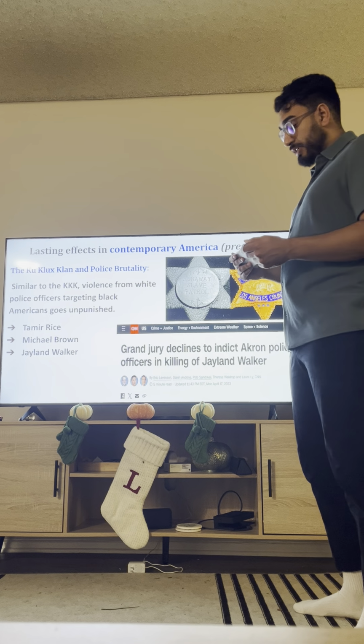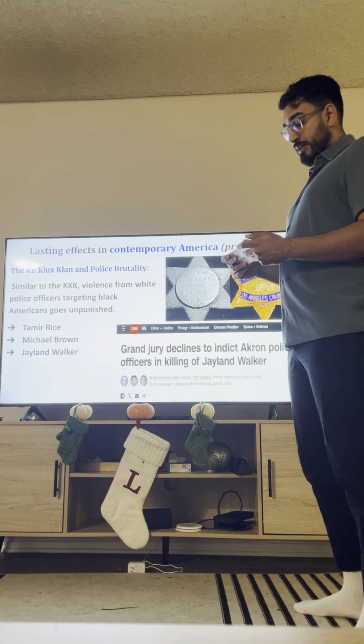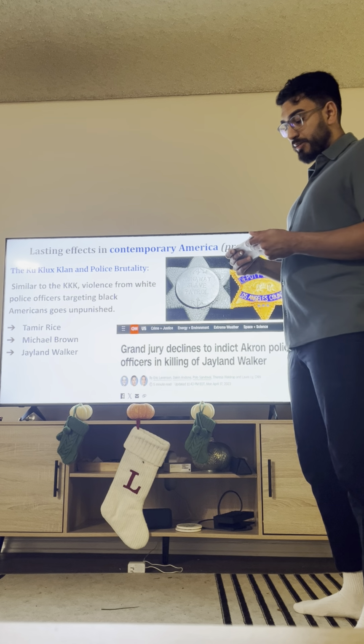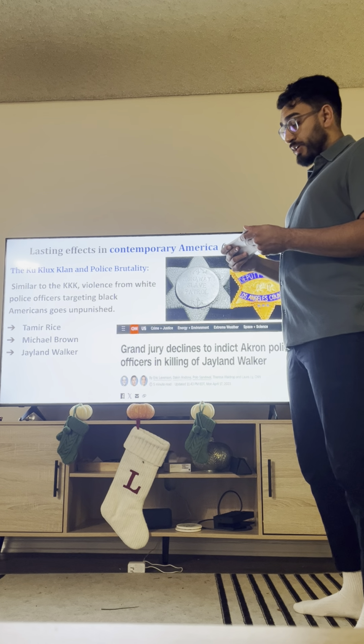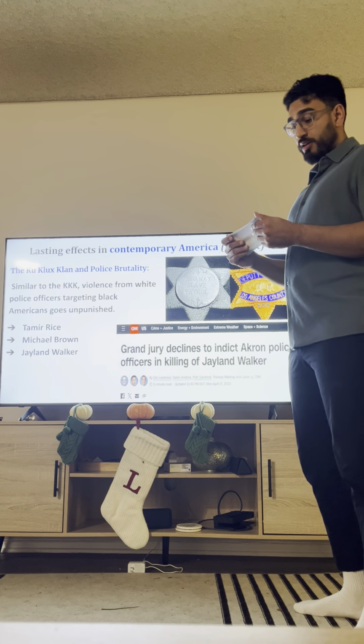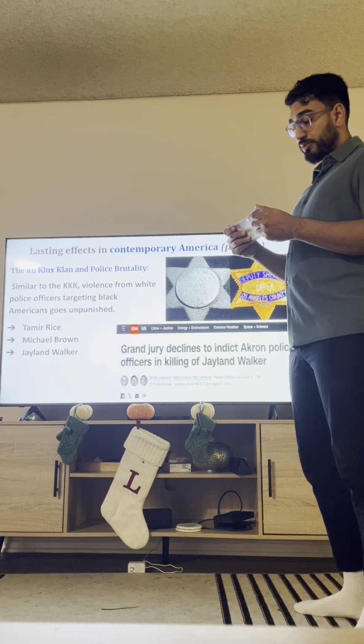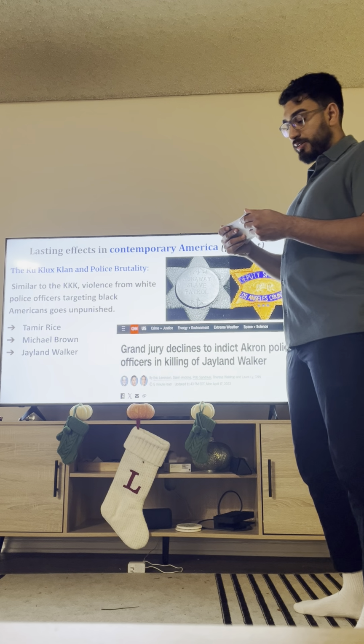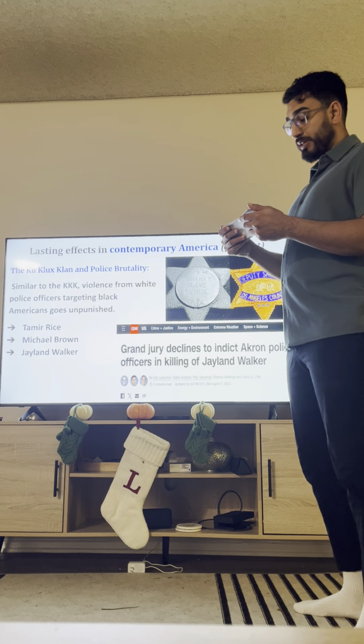Data shown in one of my sources says that black men are 2.5 times more likely to be shot and killed by a police officer than a white man during their lifetime. Of those, black people who were fatally shot by police were twice as likely to be unarmed than their white counterparts.